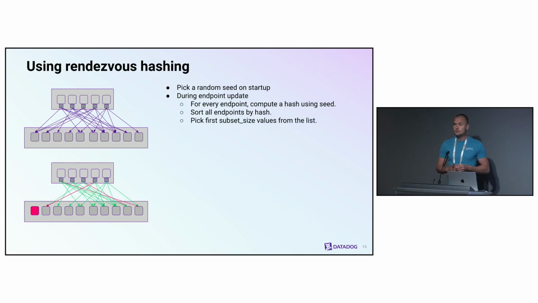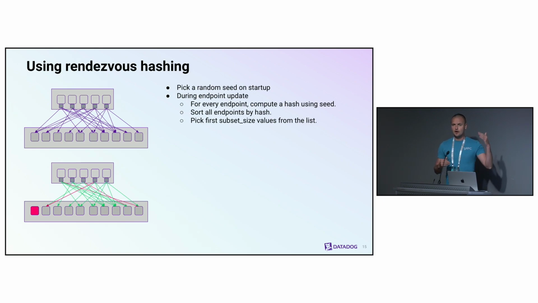The trick we use to deal with this is a technique called rendezvous hashing. The way it works is this. On startup, every client creates a random value, which we call seed, and then it uses the seed to compute a hash for every server using the server IP address. Given a seed and server IP, the hash is stable.